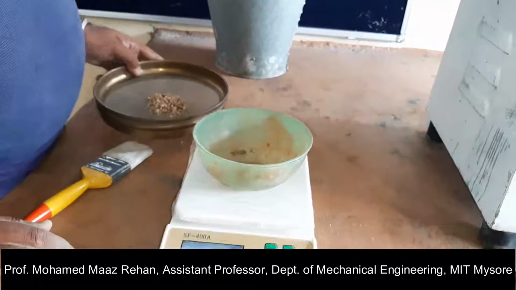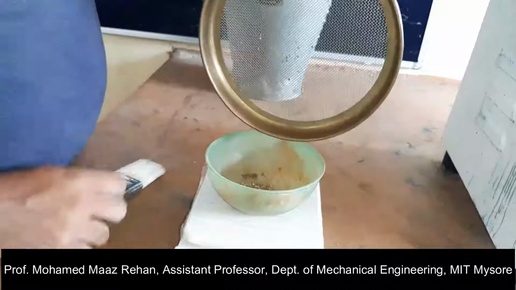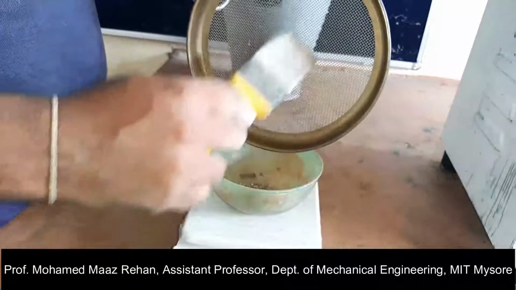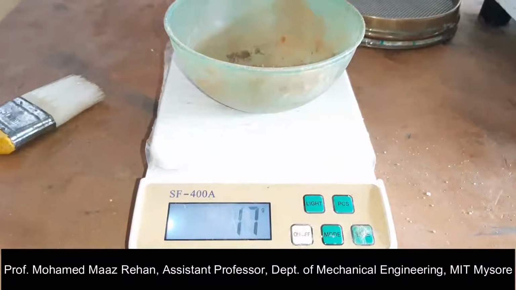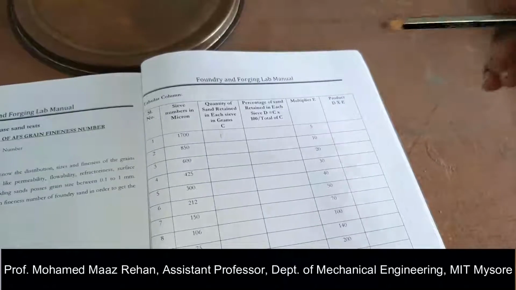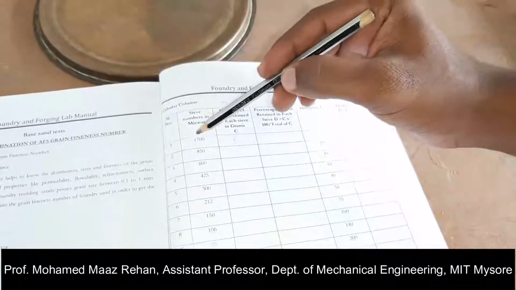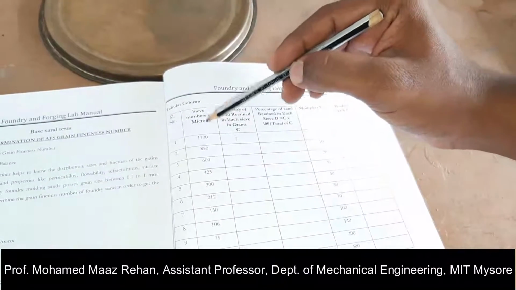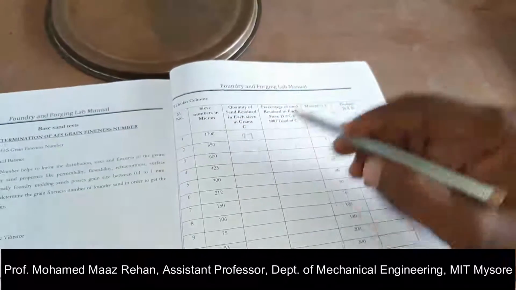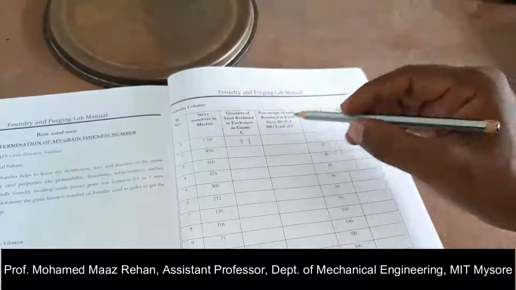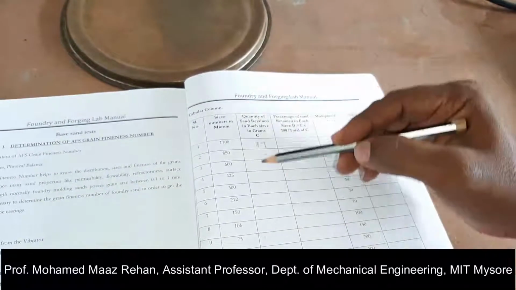We need to set it to 0. Then we measure the grains using the weighing scale. So we got it as 17 grams. Now we need to enter the values in the tabular column. With a sieve number of 1700 microns, we got 17 grams. Next, in a similar way, we need to measure the quantity of sand that is retained in each sieve.